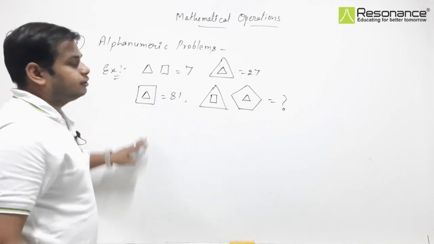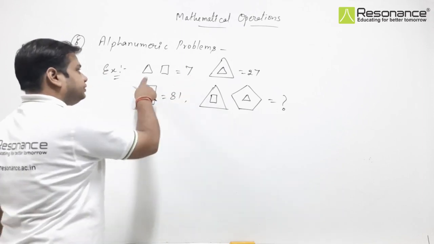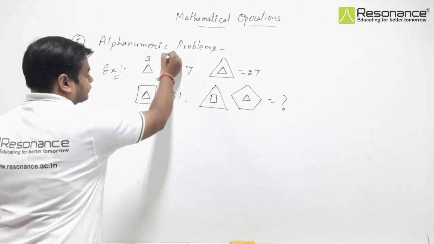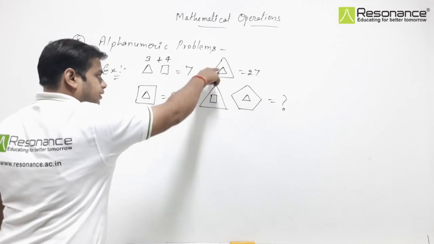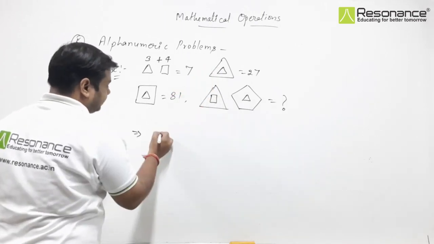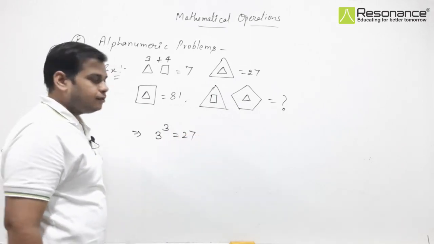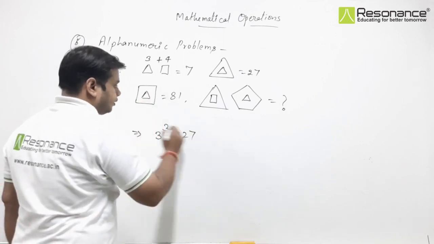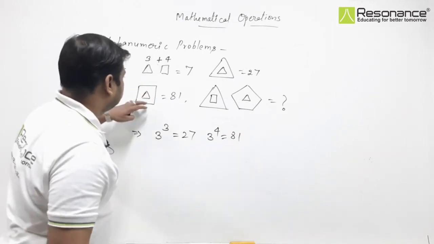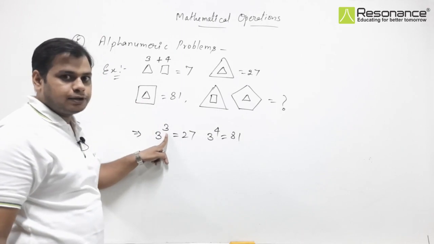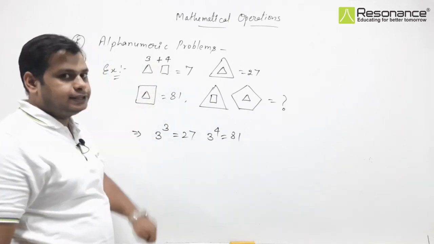Now we have to understand what is going on. Triangle and square is giving us 7. So we can assume that the value of triangle is 3 and the value of square is 4. When we add these two, it will give us 7. Now triangle over triangle, that means 3 power 3 is giving us 27, and square over triangle means 3 power 4, which will give us 81. So when a diagram is over a diagram, that means it is power. When a diagram and diagram are continuing, that means it is addition.